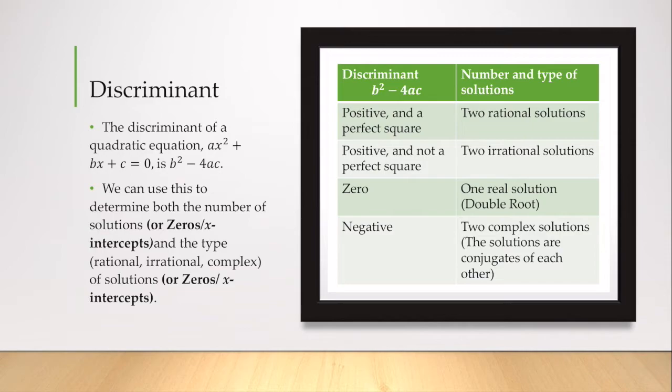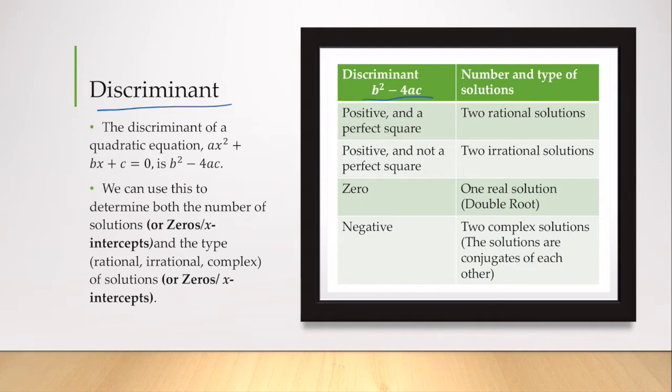Let's talk about a very important and special part of the quadratic formula, and that's what's under the radical. We call that the discriminant. The discriminant is b squared minus 4ac. And we can use the discriminant to determine both the number of solutions our quadratic is going to have, which would be the zeros or x-intercepts, and the type. So are they rational, irrational, or complex?